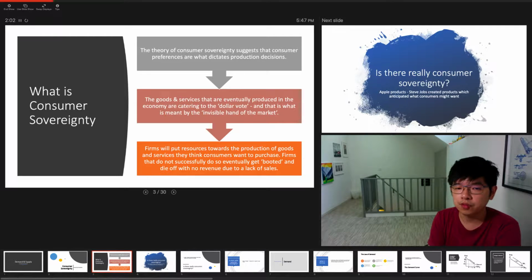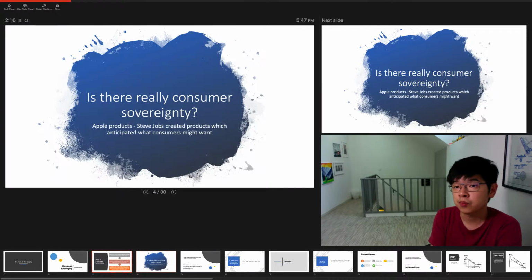And so what firms will end up producing would be what they think consumers want to buy. Because if firms produce things that consumers do not want to buy, they will eventually get booted or die off when nobody buys from them and they have no sales.